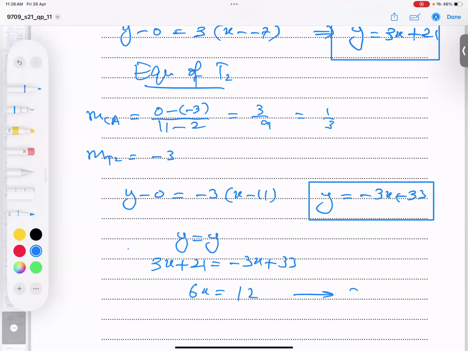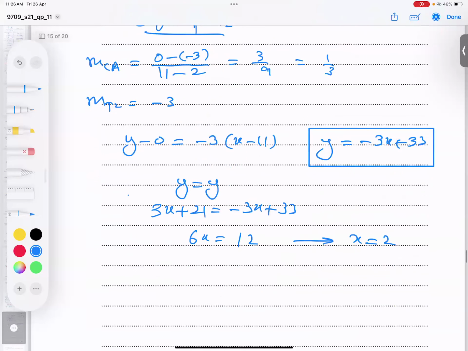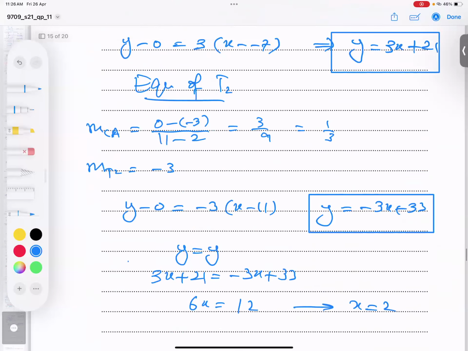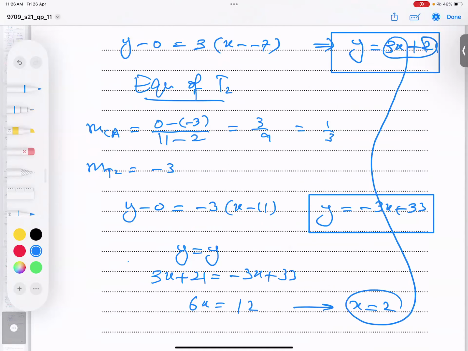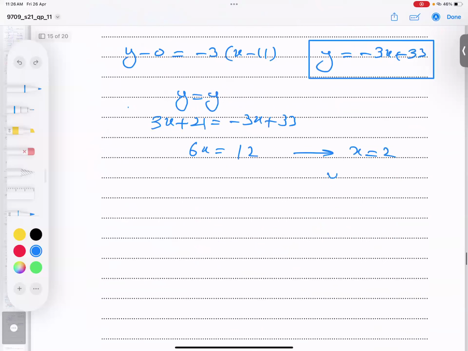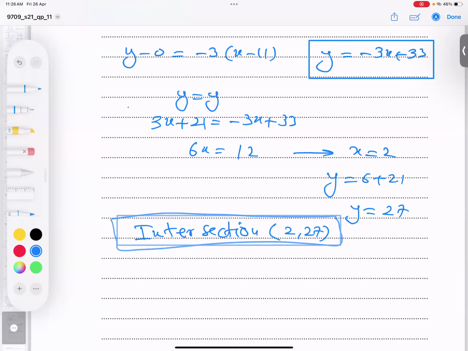And ultimately the x value is now coming as a whole number. Decimals create some issues sometimes, though not always. This value I can plug into any equation: 2 was there, 6 plus 21 is 27. So the point of intersection is x is 2, y is 27. The point is clear, and let's go for the next question.